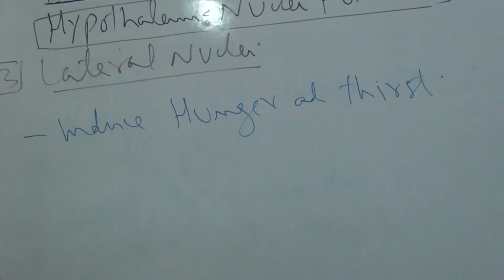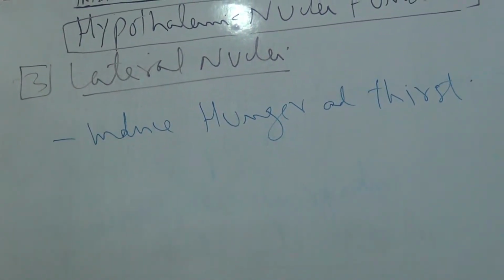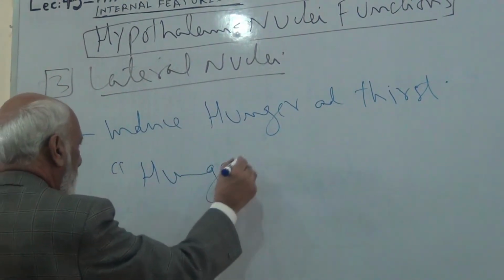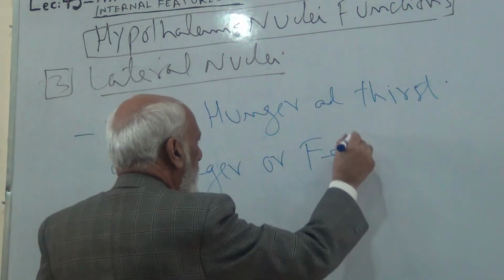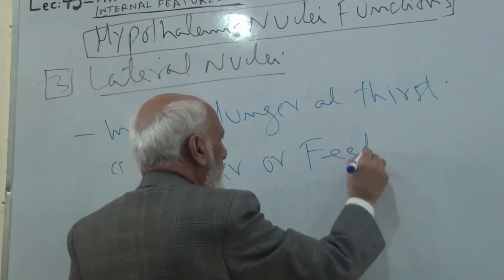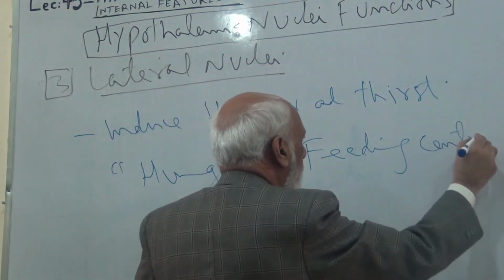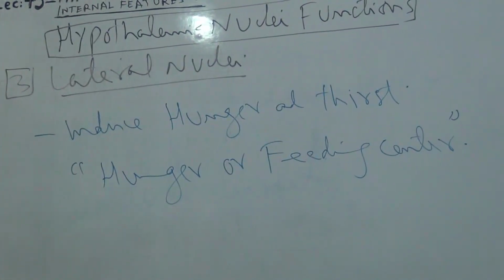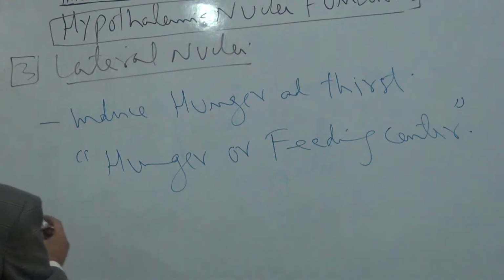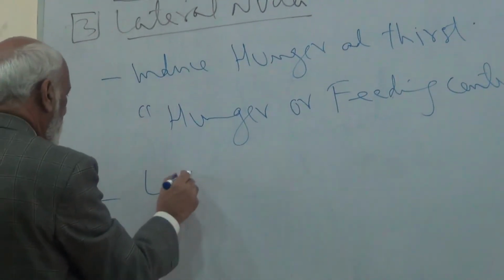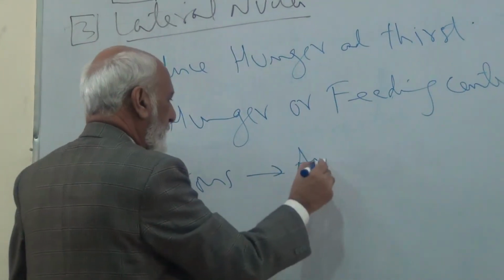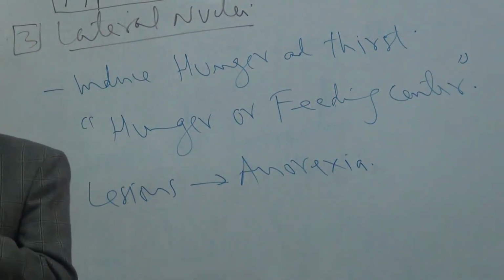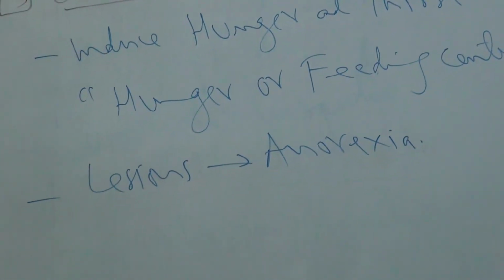They stimulate hunger and thirst. This is why these are considered the hunger or feeding center of the hypothalamus. Its lesions cause anorexia, loss of appetite.